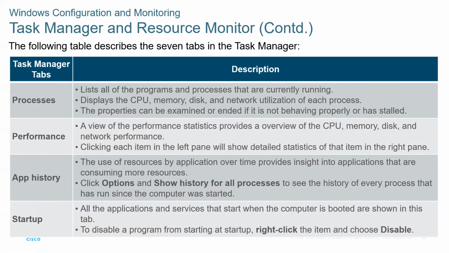or stalled. So if you've had a program that's no longer responding, you guys have probably seen that from time to time. Usually they tell you to open up Task Manager and close the program, and then you can relaunch it. The Performance tab allows you to get statistics, including all those things that we talked about before. And clicking on the left pane will show you statistics on that particular item in more detail.